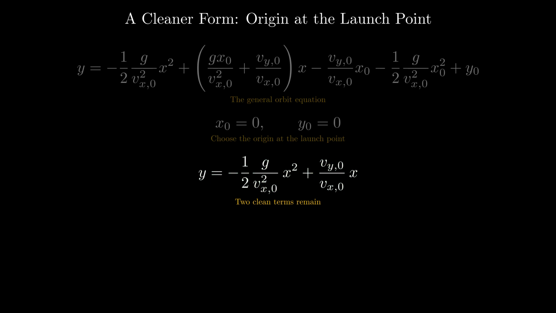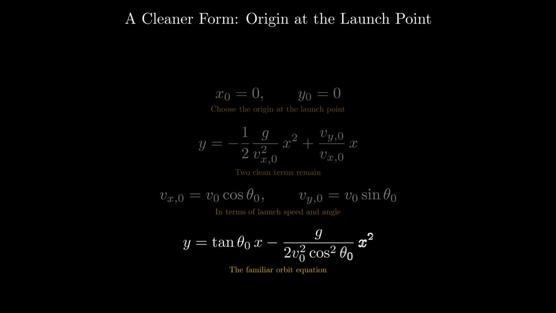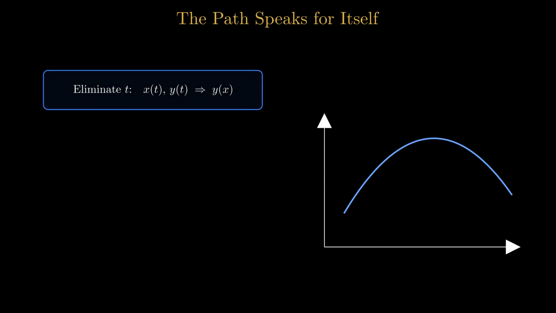We can write this even more familiarly using the launch speed and angle. Since Vx naught is V naught cosine theta naught and Vy naught is V naught sine theta naught, the equation becomes y equals tangent theta naught times x minus g over 2 V naught squared cosine squared theta naught times x squared. Eliminating time turned two equations into one shape, the parabola y of x.